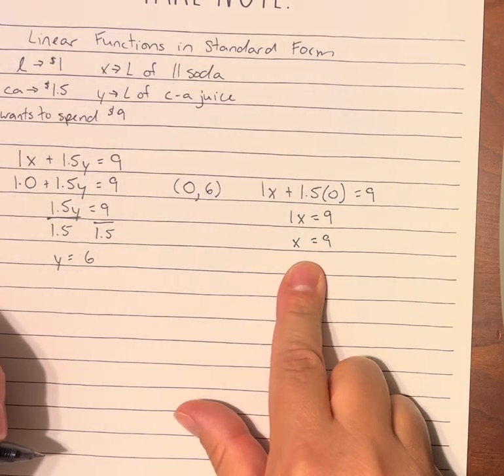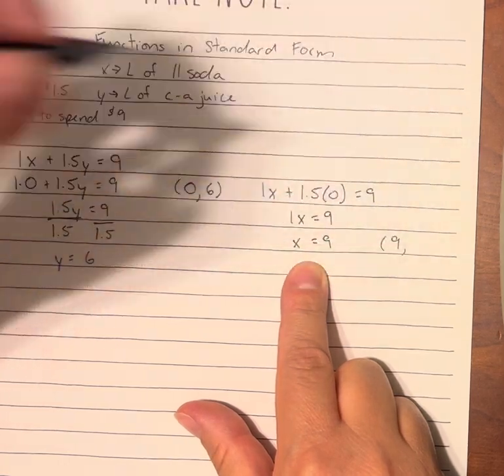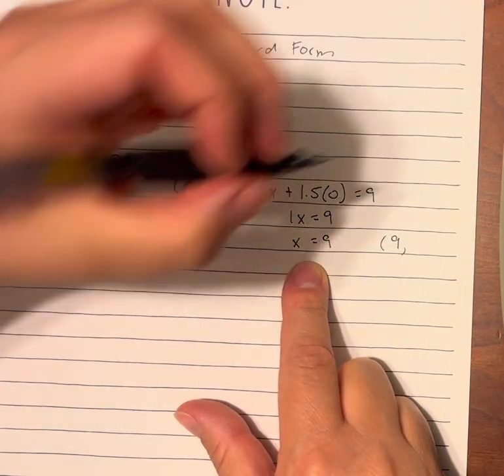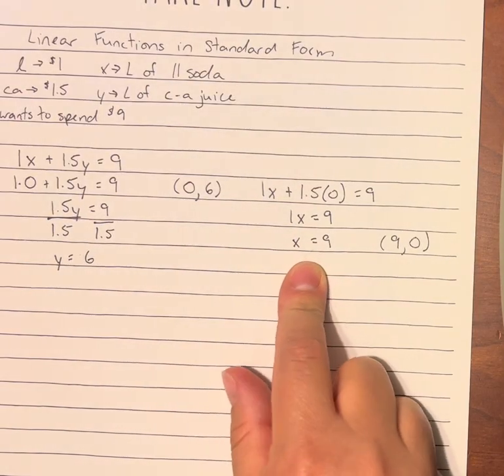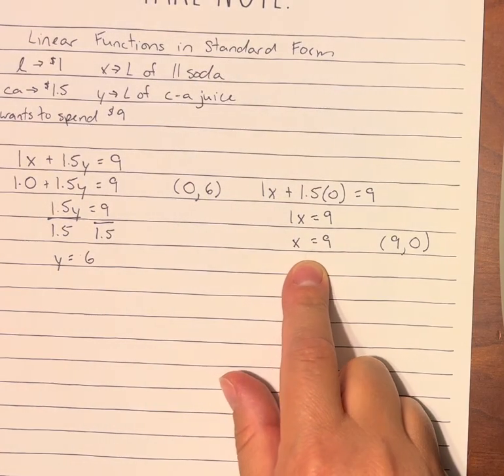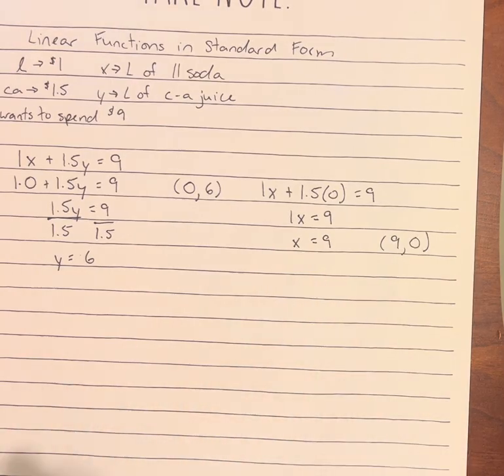So that option is saying we bought 9 liters of lemon lime soda and no liters of the cranberry apple juice. Again, that would not be a punch, that would just be lemon lime soda. But it's given us an idea about what this graph is going to look like.